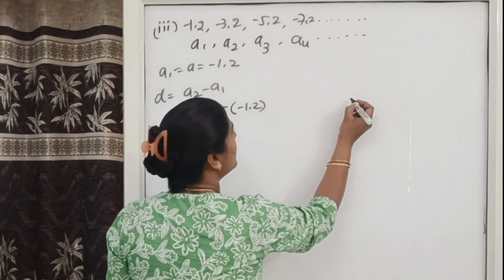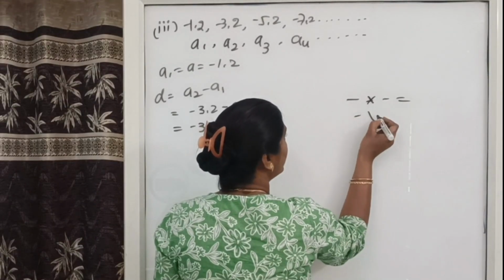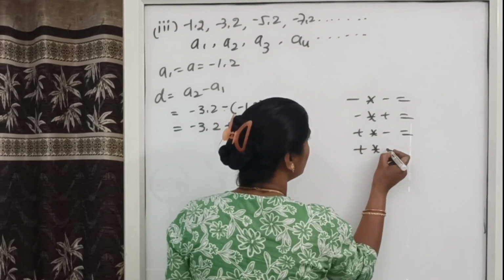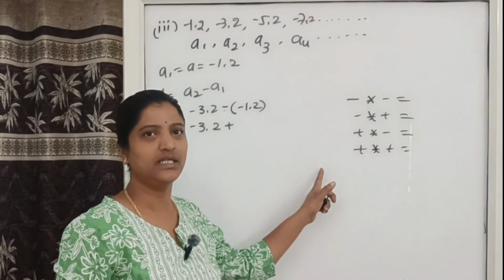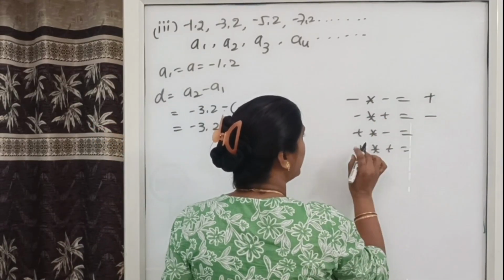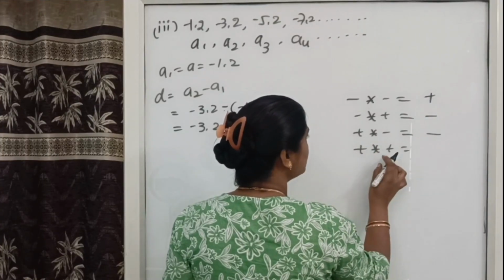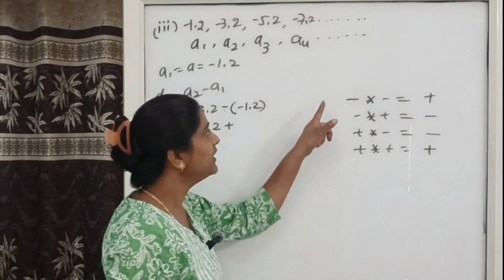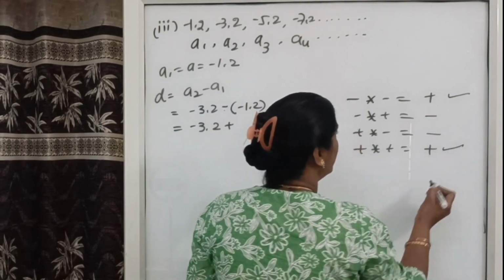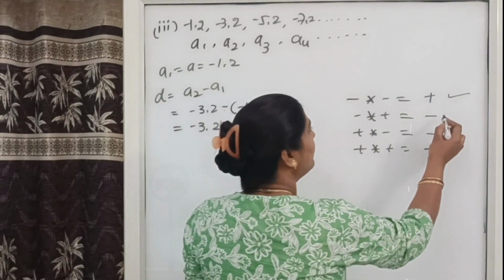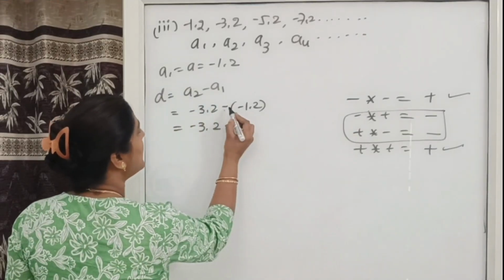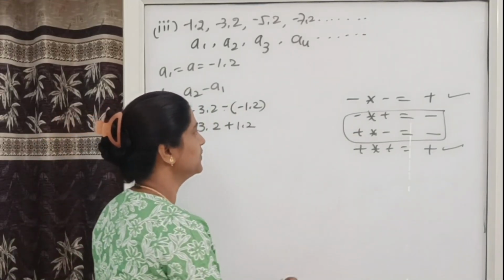I hope you know this, no? Minus into minus, plus; minus into plus, minus; plus into minus, minus; plus into plus, plus. If both are negative or both are positive, the positive sign will come. If any one sign is negative, then negative will come out. I hope you know this, right? So in that way, minus into minus plus 1 by 2.